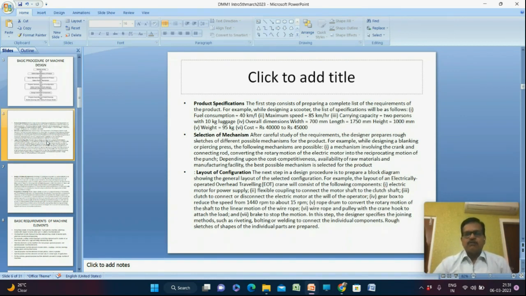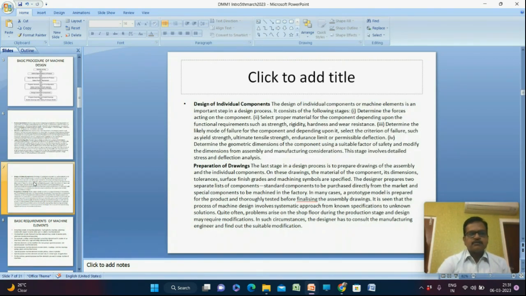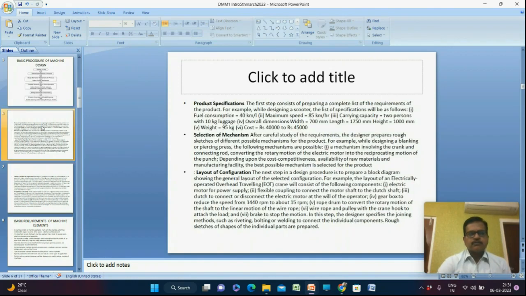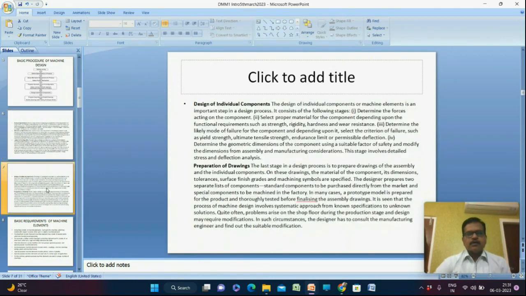connect the individual components. So these individual components should be connected with one another. It might be done by different fastening operations. Rough sketches of the shapes of the individual parts are prepared. Design of individual components. The design of individual components or machine elements is an important step in the design process.